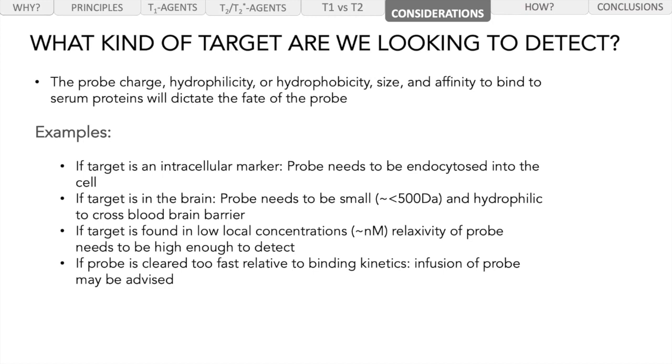And examples of this are, for example, if the target is an intracellular marker, then the probe needs to be endocytosed and to enter the cell. So you need to design your ligand in such a way that it would allow it to do so. Now, for example, if the target is in the brain, then you need to have a small hydrophilic probe in order to actually go through the blood-brain barrier. Or if the target is found in low concentrations, then you need to make sure that you have enough potency or enough relaxivity to detect those. And certainly also the binding kinetics and pharmacodynamics and kinetics need to be studied as well.